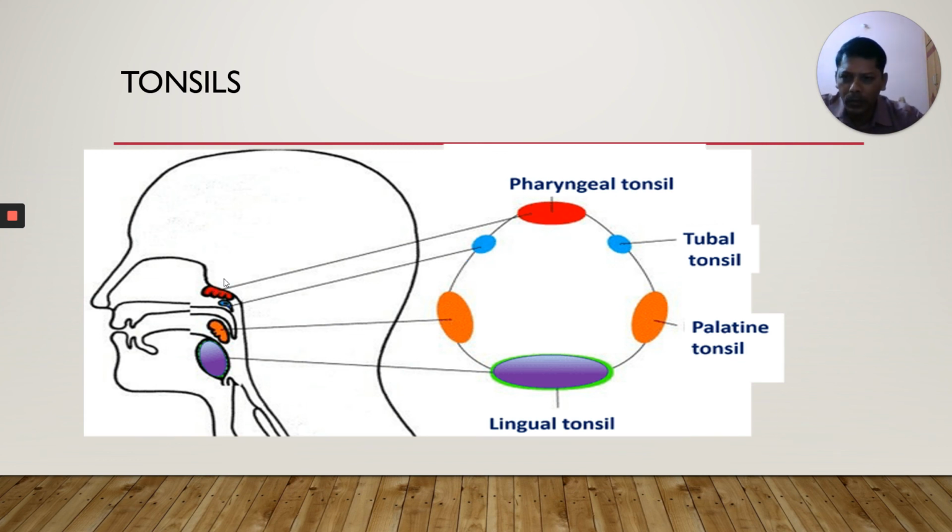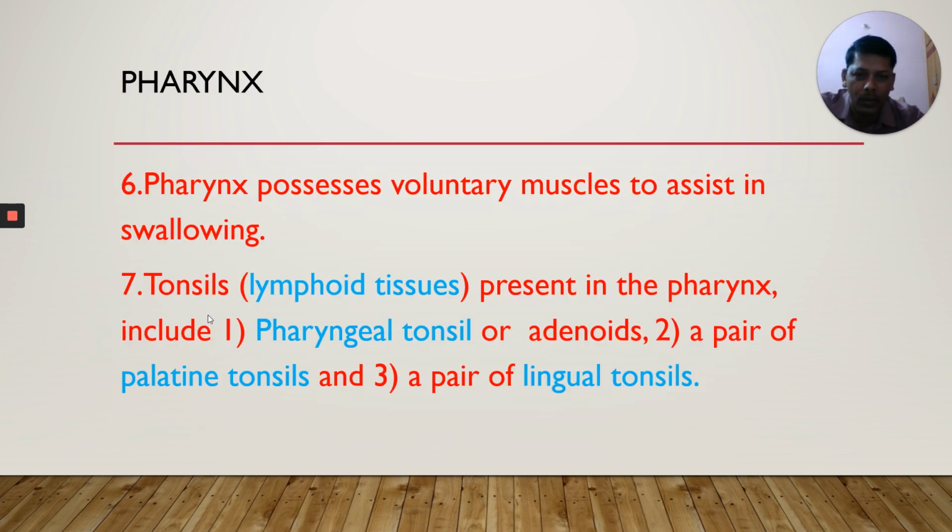Next, there is one more tonsil in the roof of the nasopharynx. That tonsil is called the pharyngeal tonsil. Pharyngeal tonsil, one in number, also called adenoid tonsil, is present in the roof of the nasopharynx. Like that, there are different types of tonsils present in the pharynx.